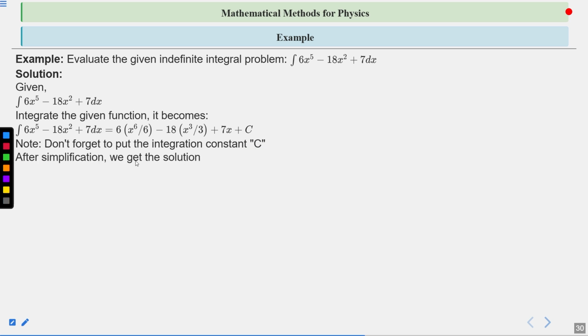After simplification, we get the solution. The integration of the given function is equal to x raised to the power 6 minus 6x cube plus 7x plus c. So this is homework for you. Please solve it again in your notebook.